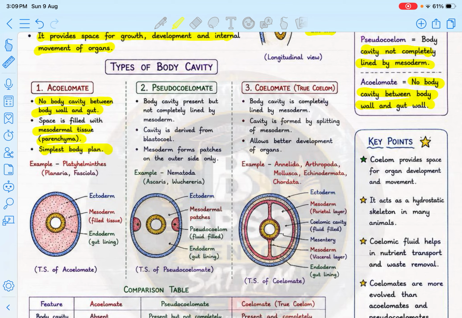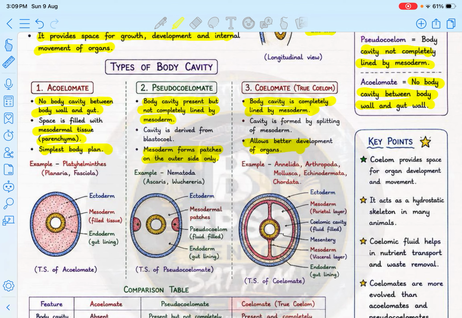And if I talk about the pseudocoelomate, they have a body cavity present but not completely lined by the mesoderm. So the cavity is derived from blastocoel, and the mesoderm forms patches on the outer side only. And if I talk about the third type of body cavity, that is coelomate, the body cavity is completely lined by the mesoderm. The cavity is formed by splitting of mesoderm, and allows better development of the organs.